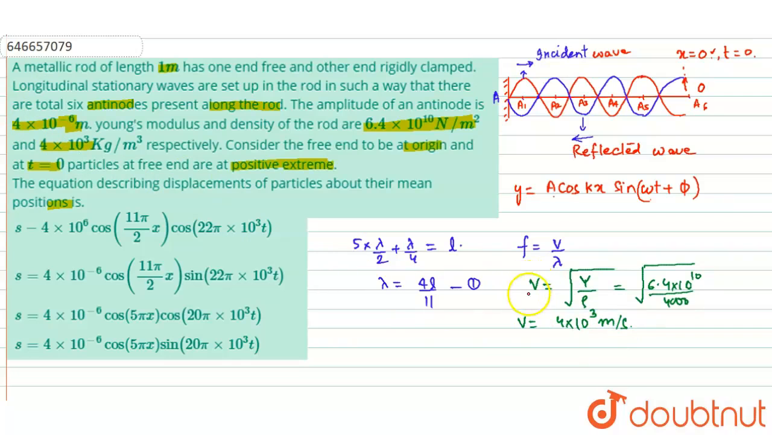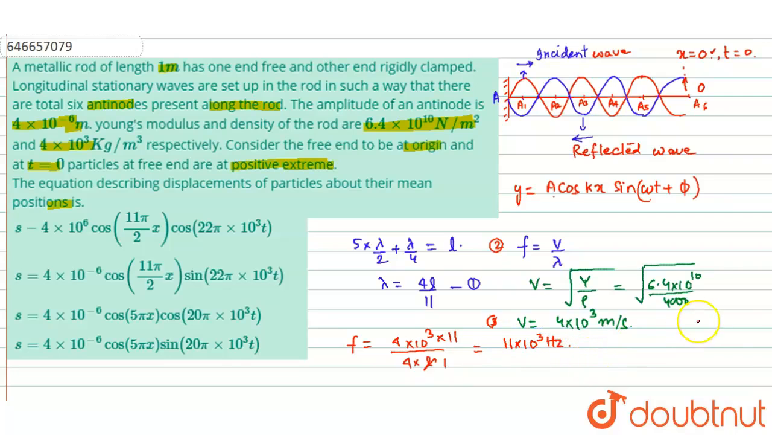We can calculate the frequency. This is first, this is second, let this be third. Now let us try to calculate the frequency. If you put the value of speed, 4 into 10 raised to the power 3, whole divided by lambda, which is 4 into L by 1, and here L is simply 1 meter. So we can place 1 here and then we will get frequency equals 11 into 10 raised to the power 3 hertz.